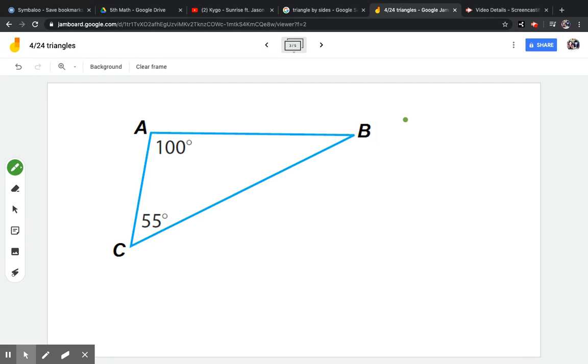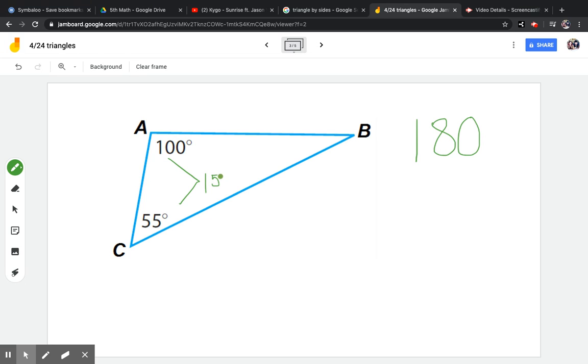Well, a triangle, if you add all three angles together, you will get 180 degrees. So to find out what angle B is, we need to add these two together. So 100 plus 55 would equal 155.